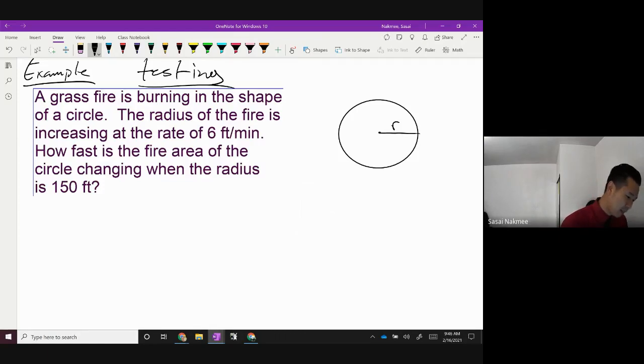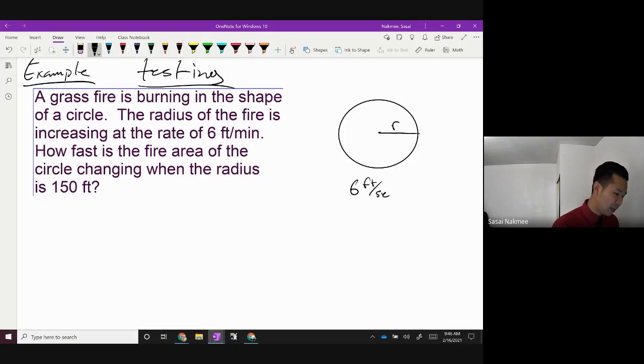So they give us a bunch of information there. They don't actually tell us the area of the circle, they're just telling us that the fire is burning, so we can calculate the area of this fire. And let's see, what else do they tell us? They tell us that the rate at which the radius is changing is 6 feet per second.